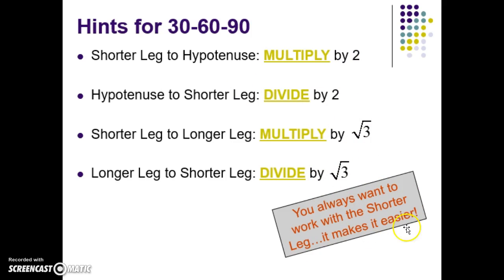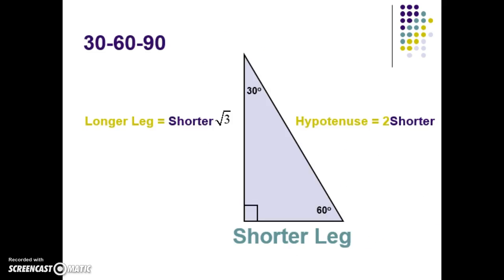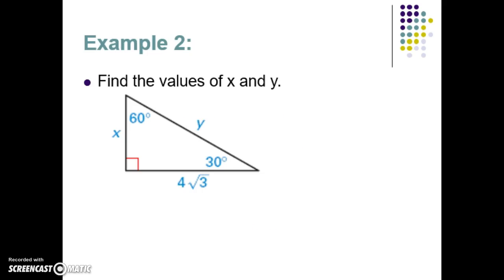We always want to work with the shorter leg because the other two measures are based on the measure of the short leg. We find the measure of the short leg. The long leg is square root of 3 times the short leg. The hypotenuse is twice the length of the short leg.